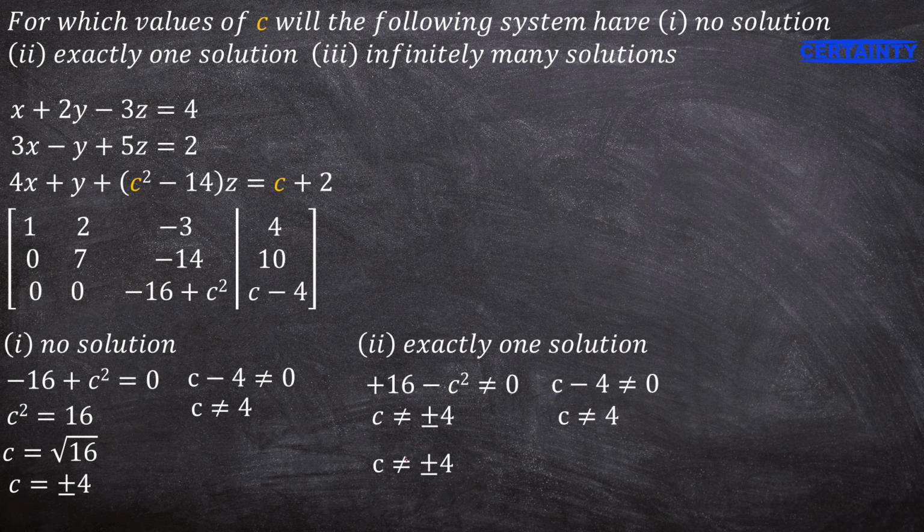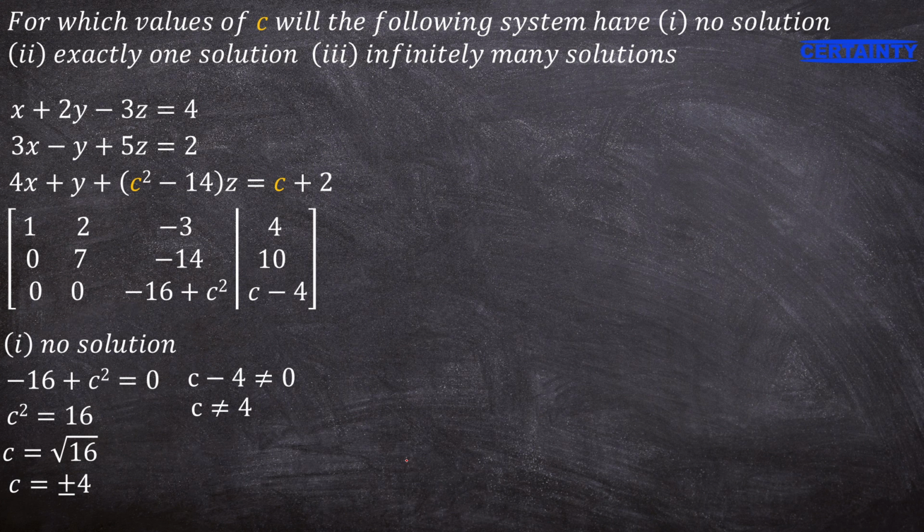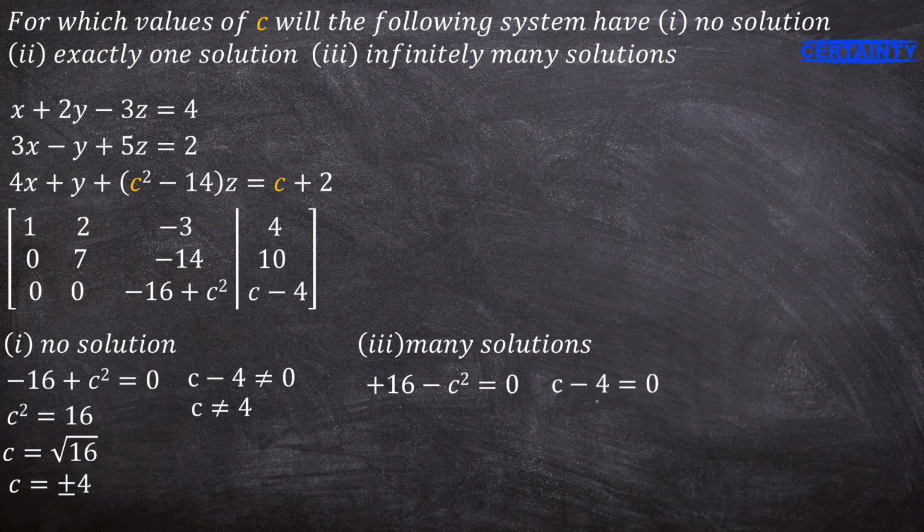Now let's go to the third part. Okay, so for the third part, what you need is infinitely many solutions. So that means if we have 0 right here and we have 0 right here, that means c is going to become a free variable. That means you can have as many solutions as you want. Okay, so that means we need positive 16 minus c squared to be equal to 0, and at the same time we need c minus 4 to be equal to 0. Okay, and if we solve right here, you see that c should be equal to plus or minus 4, and right here c should be equal to 4.